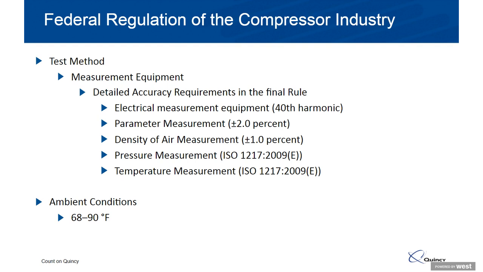Measurement equipment. Detailed accuracy requirements for equipment are in the final rule. There are some very specific parameters: 2% within 1% of air density measurement, pressure measurement, and very specific ambient conditions that the test method has to be tested under.